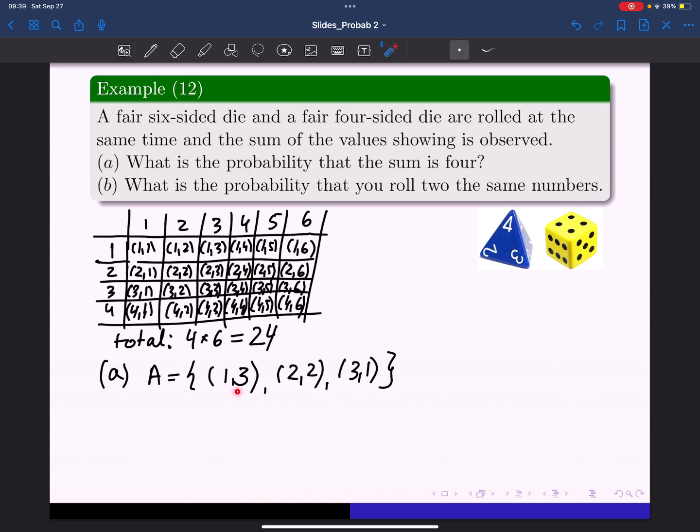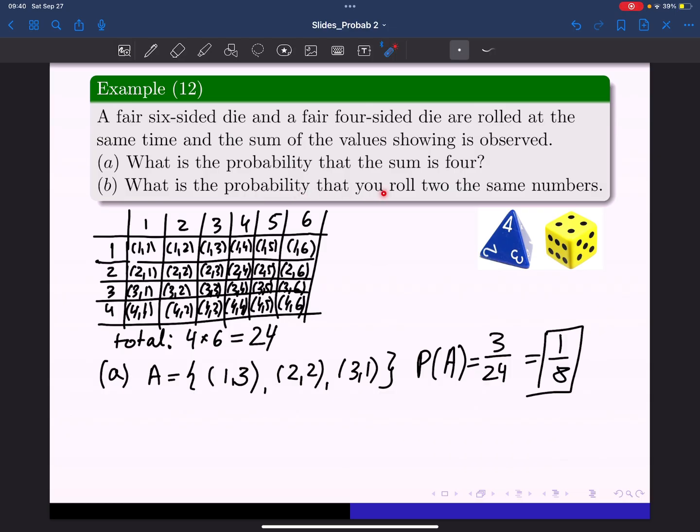So how many do we have? 1, 2, and 3. So then the probability of event A would be 3 out of 24. And this we can reduce by dividing by 3, giving 1/8. So the probability of getting the sum of 4 is 1/8.